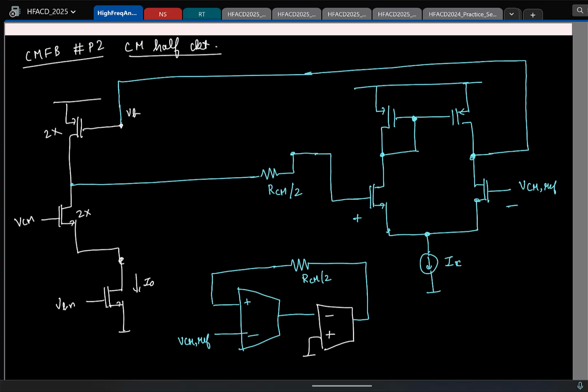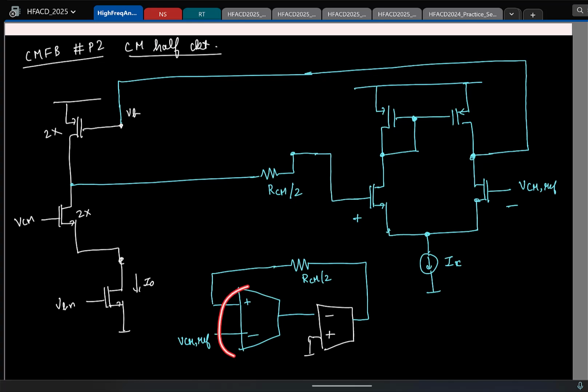So the second stage OTA has a positive terminal grounded, but here we have VIC. Second stage is positive terminal grounded. I didn't understand. In the second stage of the OTA, connected to this one you are saying, right? Let's say this is only for small signal. That's also fine.